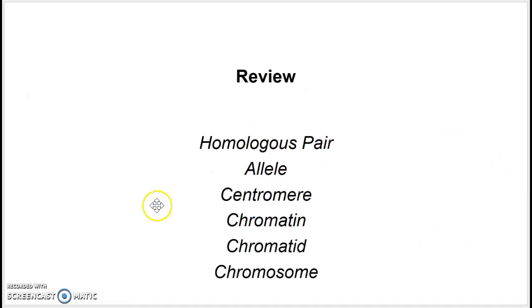Okay. So that goes through our talk today, and these are the key terms that we want to understand. So what is a homologous pair? What is an allele? Centromere, chromatin, chromatid, and chromosome. And you want to go back and watch this video again until you feel very comfortable understanding the definition of each of these terms, right? And be able to explain them in context.